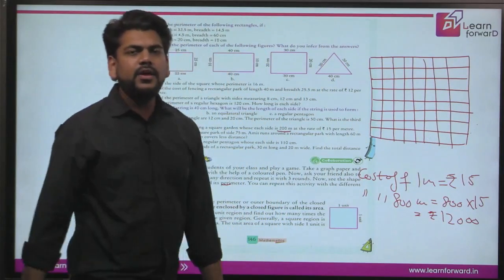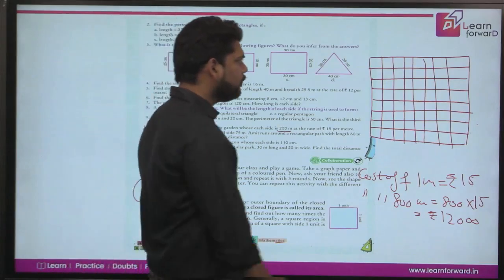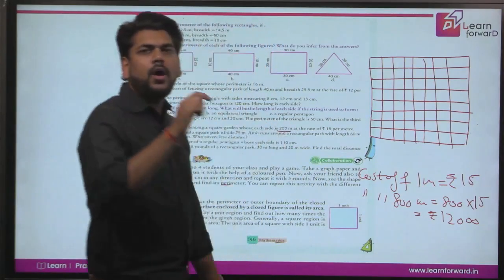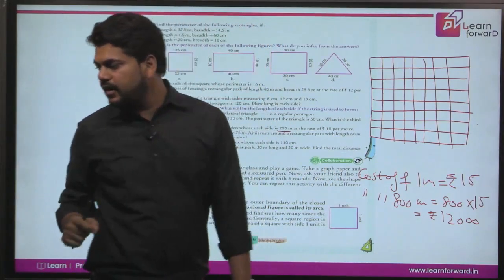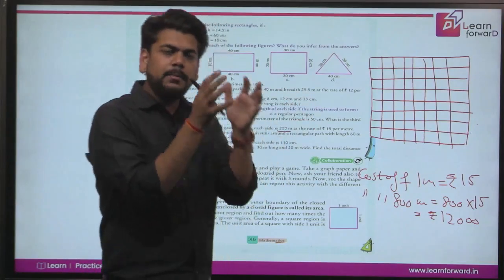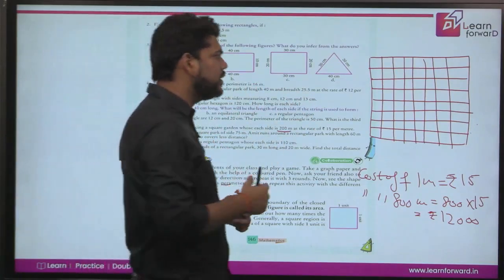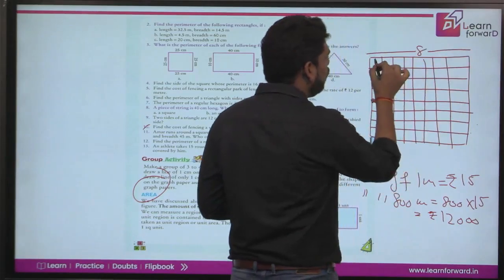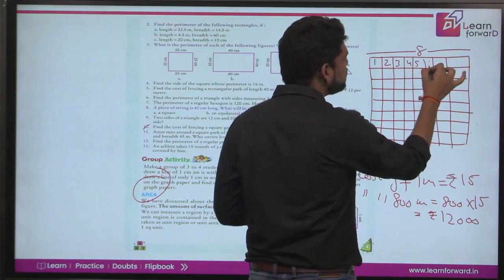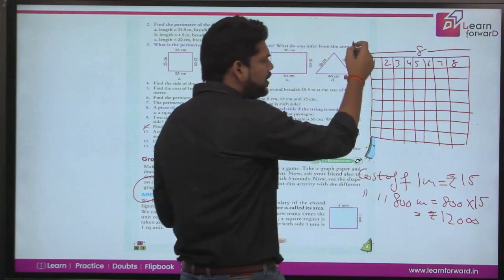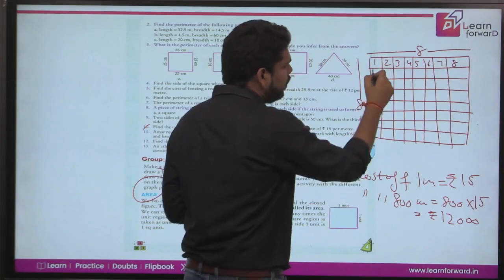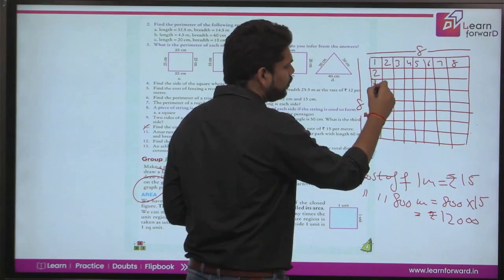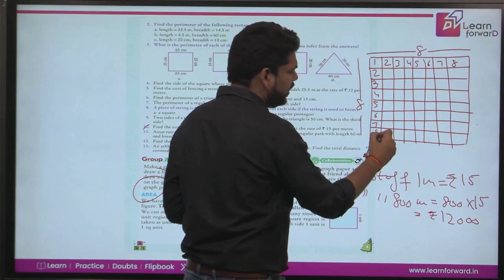If I tell you what is the area, how do we calculate the area? We count the number of squares that can fit in. How many squares can be fit in that particular area? We count the squares. So how many squares are there in this line? 8. 1, 2, 3, 4, 5, 6, 7, 8. How many squares are there in this line? 8 again.